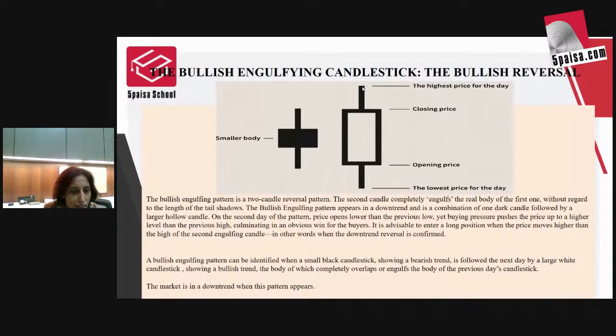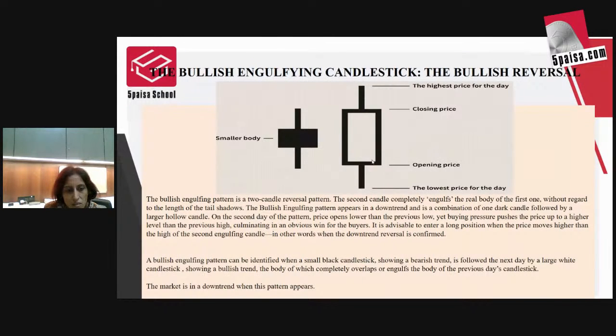Which means what? The buyers are kind of ruling the market. So it culminates in an obvious win for the buyers. Since the prices are going up, it is a win. It indicates that the buyers are settling in the market in a big way, and it is advisable to enter a long position when you happen to see a bullish engulfing candlestick. And when the price moves higher than the high of the second engulfing candle, in other words, when the downtrend reversal is confirmed, it's better to go for a long position.